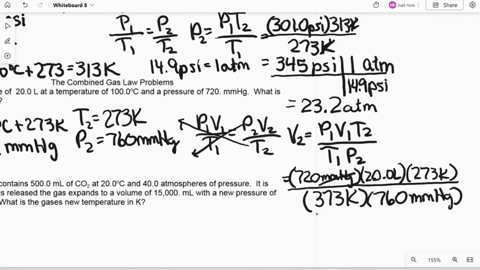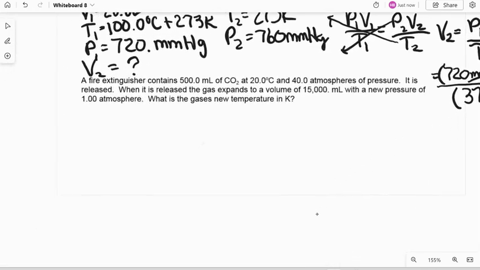Now let's check our units. Cancel, cancel, cancel, cancel. We end up with liters on the top, which is what we're looking for. So 720 times 20 times 273, and then I push enter, divided by parentheses 373 times 760. You should be doing this in your calculator too. We're going to have 3 significant figures in this answer. So my calculator says 13.8676. So I'm going to round it up to 13.9 liters. Remember, our rounding rules are the same as they were in math class.